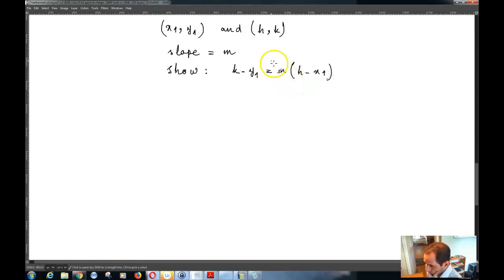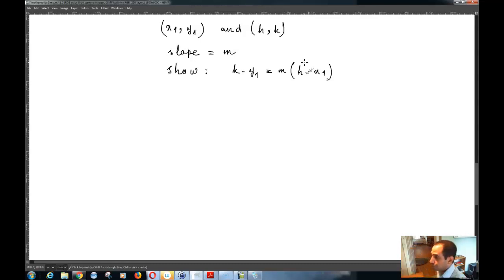So what that means is that if a line passes through these 2 points, x1 y1 and h comma k, and if you take the slope of the line as m, then you want to show that k minus y1 is equal to m times h minus x1, and that is actually the equation of a line as we will read later in this chapter.